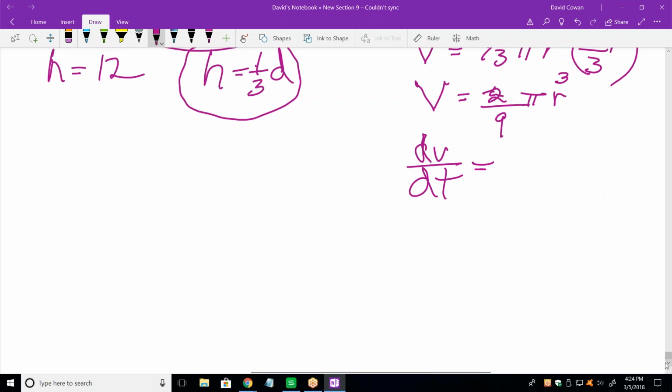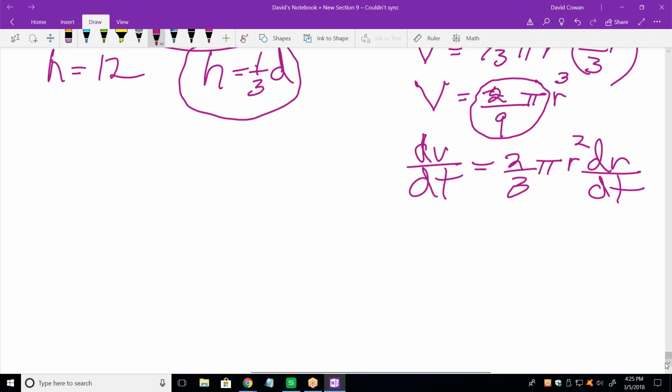Now do the right side. Would you have to do the product rule on the right side? No, these are all constants. So then what would that be? 6/9 pi r squared dr/dt. Perfect.